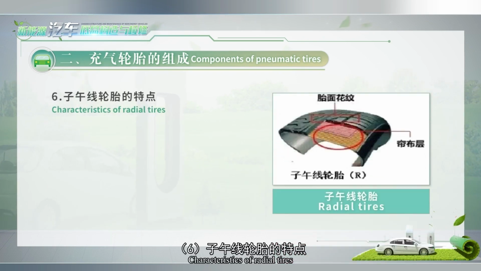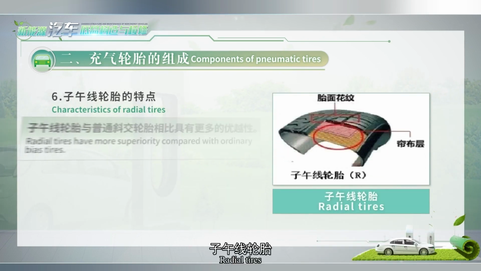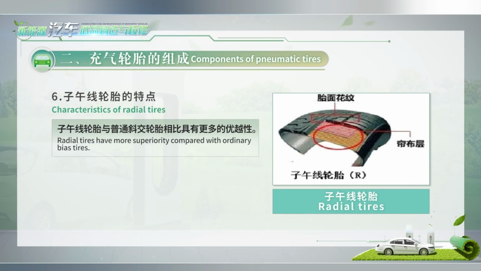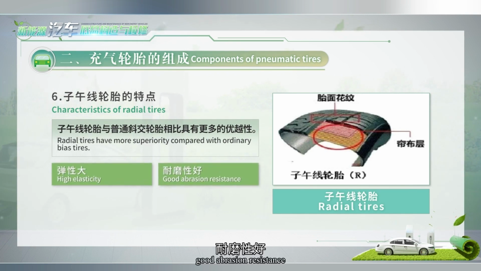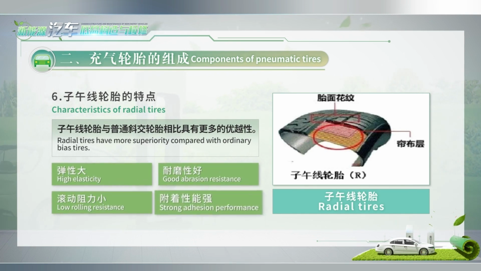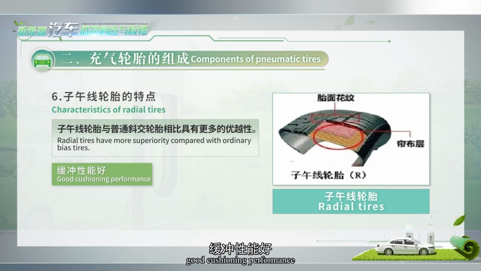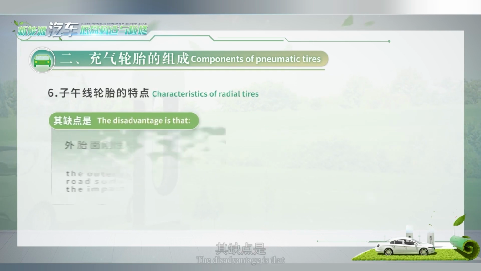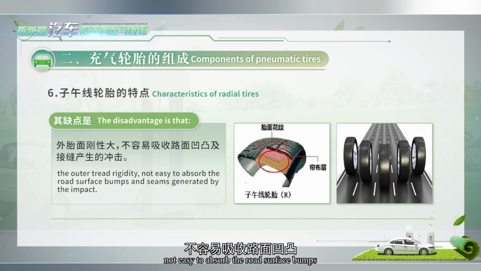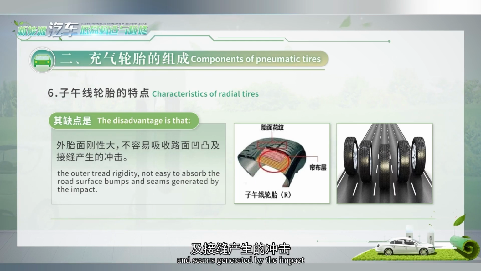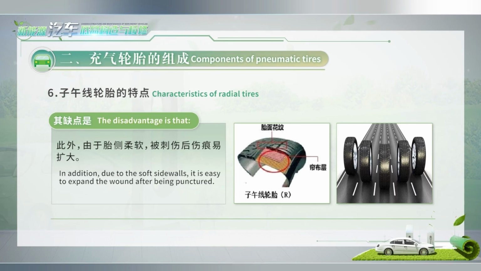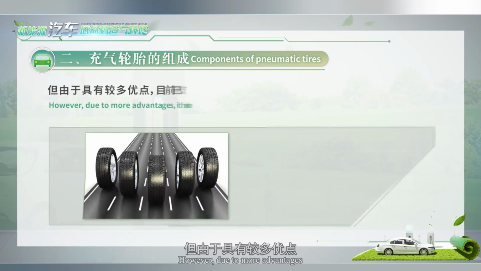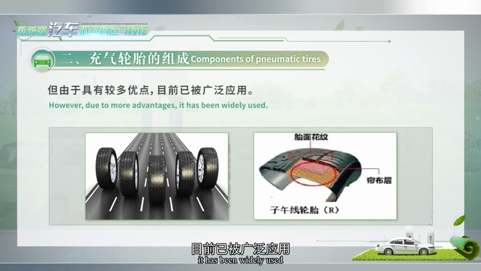6. Characteristics of radial tires. Radial tires have more superiority compared with ordinary bias tires: high elasticity, good abrasion resistance, low rolling resistance, strong adhesion performance, good cushioning performance, large carrying capacity, and not easy to puncture. The disadvantages are that the outer tread is rigid, so it is not easy to absorb the impact generated by road surface bumps and seams. In addition, due to the soft sidewalls, it is easy to expand the wound after being punctured. However, due to more advantages, it has been widely used.